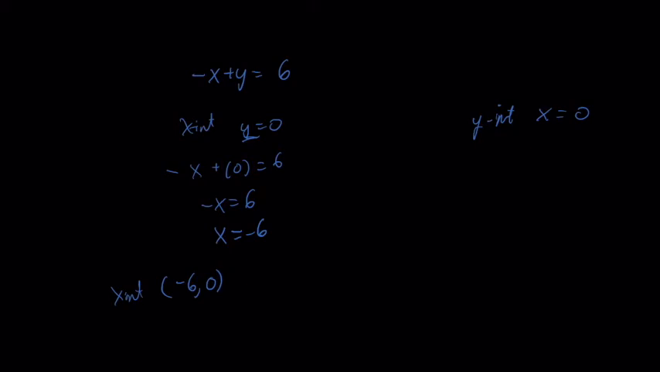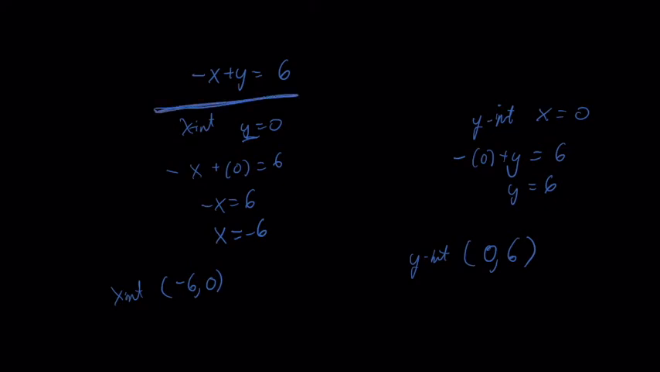Now for my y-intercept, I let x equal 0. So I have negative 0 plus y equals 6. So I have y equals 6 as my y-intercept. So I write my y-intercept as an ordered pair: when x is 0, y is 6. So there I found the x and y-intercepts of negative x plus y equals 6.